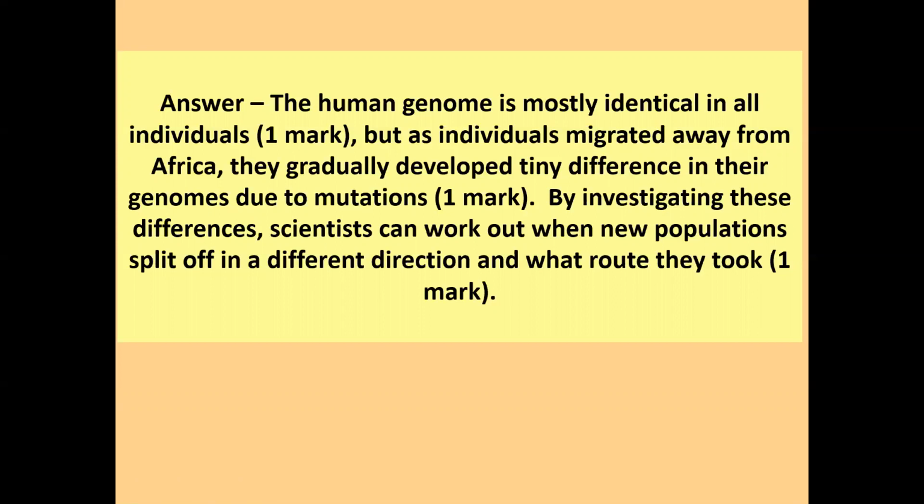Now, sometimes those mutations are selected for and exist within that population. What scientists do is investigate those differences, because you can pass those mutations down to your offspring, and they pass them on to their offspring, etc. By investigating those mutations, scientists can work out when new populations split off in different directions and what route they took.